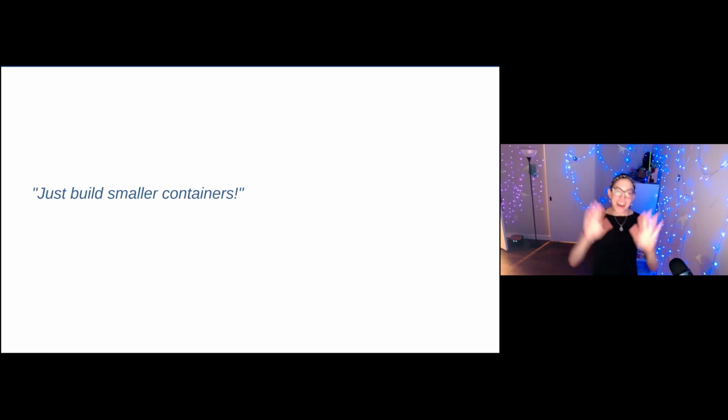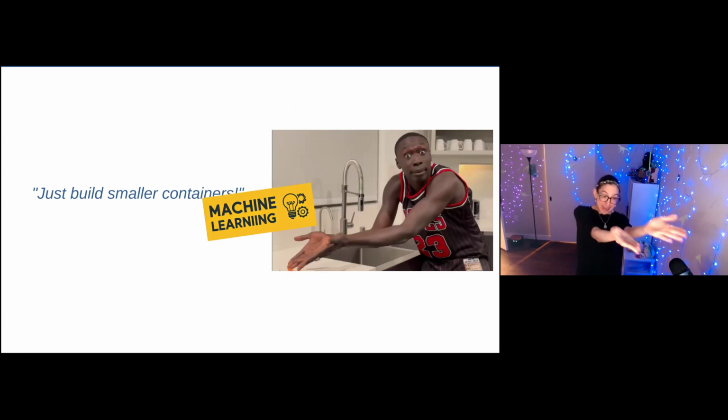And if you go back like 10 years, the advice that you'd hear is just build small containers, multi-stage builds, apt-get update, apt-get clean, make them smaller. But with machine learning, we cannot do this anymore because the machine learning images are freaking huge and they're not going to get any smaller.